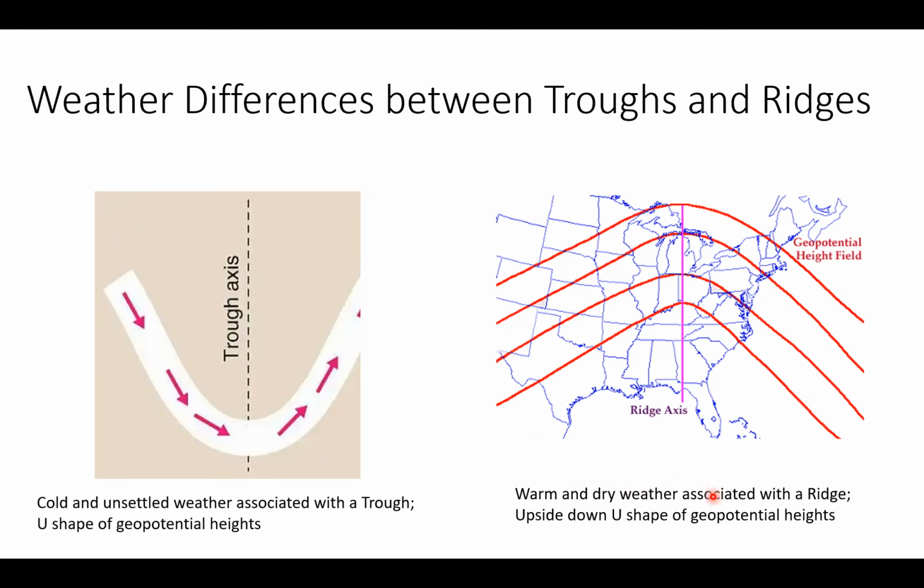On the right, on the other hand, we have what's known as an upper level ridge. These red solid lines are lines of equal heights, known as geopotential heights. In general, this pink vertical line is the ridge axis, and along the ridge axis, we typically see the highest heights. What is so significant about upper level ridges is they're associated with warm and dry weather conditions. And you'll notice it's the opposite shape of the trough. The trough shape is a U, and the ridge is an upside down U.